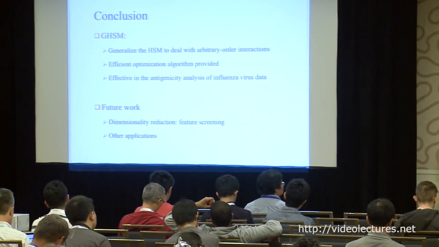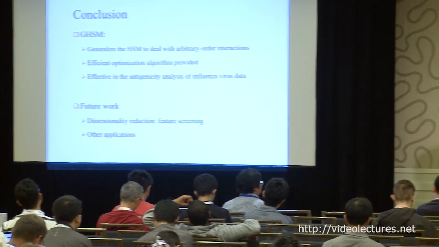Okay, now I will make a conclusion of our work. In this work, we first generalized the hierarchical sparse model to deal with arbitrary order interactions. And then we developed a very efficient optimization algorithm to solve this non-convex problem. And in the experiments, we take into account the hard influenza virus analysis problem, and we show the effectiveness of our method in this data set, and can provide many biological meanings for the experts.